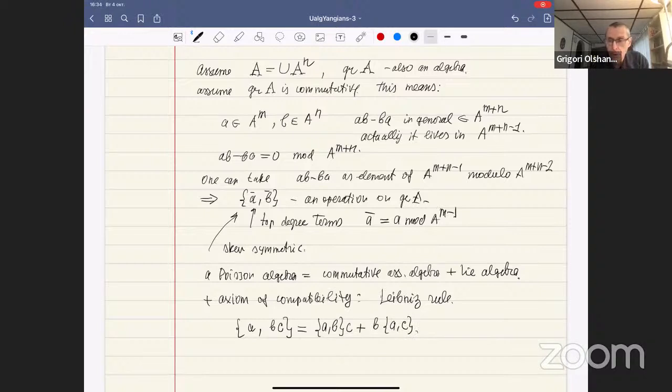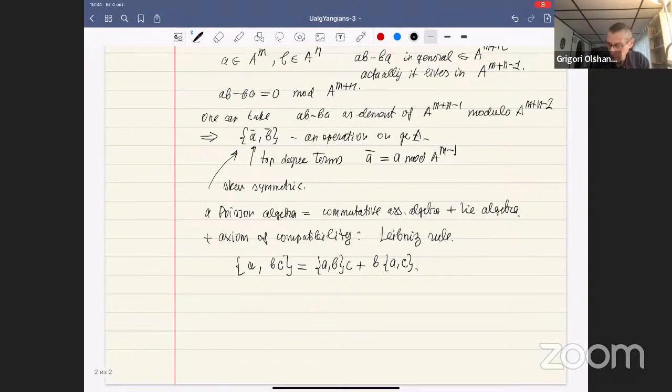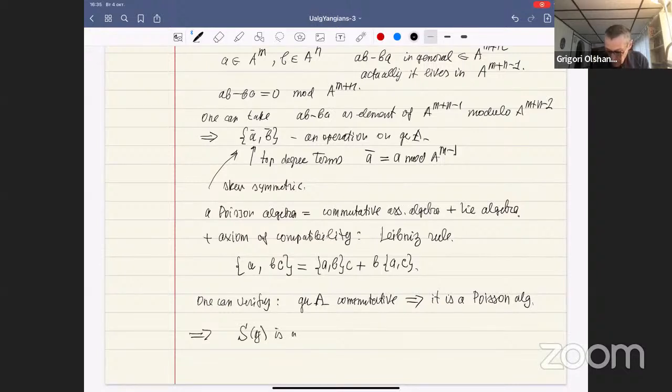And this just happens in our situation. One can verify that when the graded algebra associated to a filtered algebra is commutative, then it follows that it is a Poisson algebra with respect to the bracket, which is defined as I tried to explain. And this is exactly the situation for the universal enveloping algebra. So it provides that the symmetric algebra is a Poisson algebra.